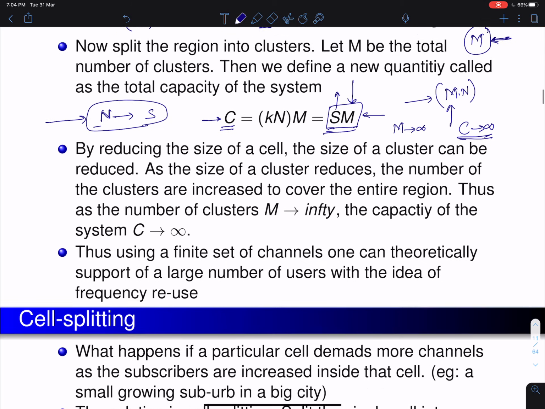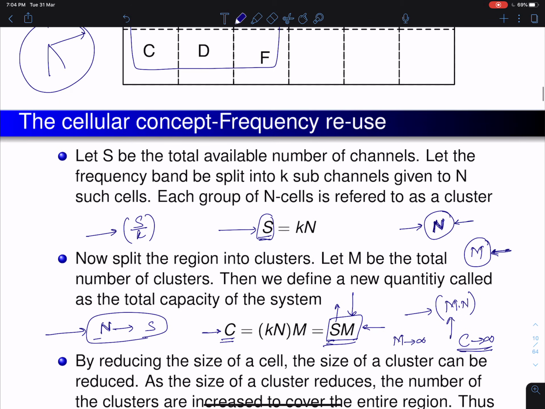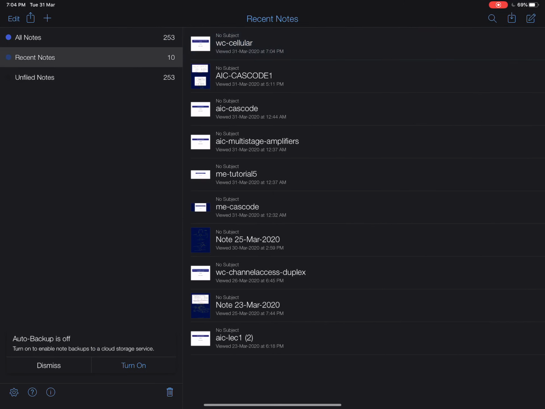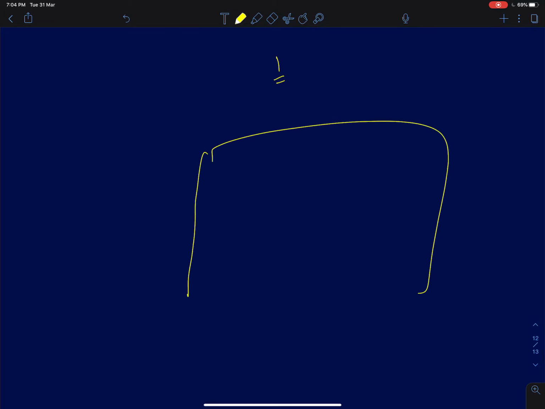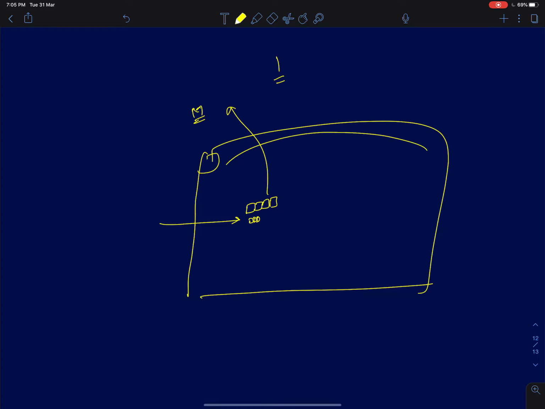That should sound very intuitive. For example, let me just show it on a text. I can take a big region and divide it into smaller and smaller cells. I can make the area of the cells much smaller. If I reduce the radius of a cell and make even smaller cells, then the size of a cell is reducing, which means I'll need more clusters to fill out this entire area. The area is fixed. I'll need more clusters to fill out the area.